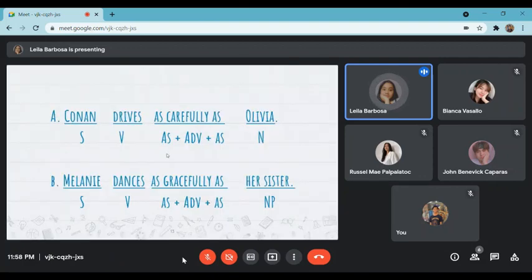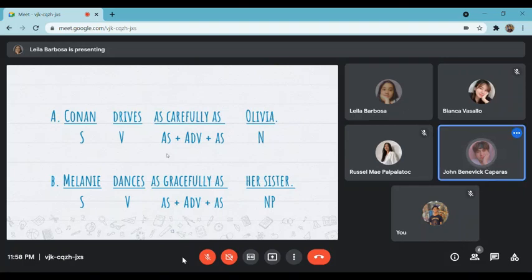So here is another example. Who would like to read letter A? Ma'am, yes, Benedict. Conan drives as carefully as Olivia. Can you identify the sentence structure or the sentence pattern? Yes, ma'am. Conan is the subject, drives is the verb, as carefully as is the as plus adverb plus as, and Olivia is the noun. Thank you, Benedict.